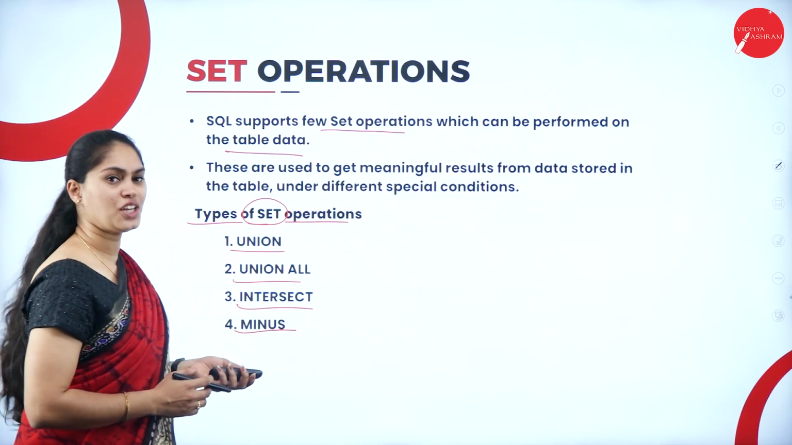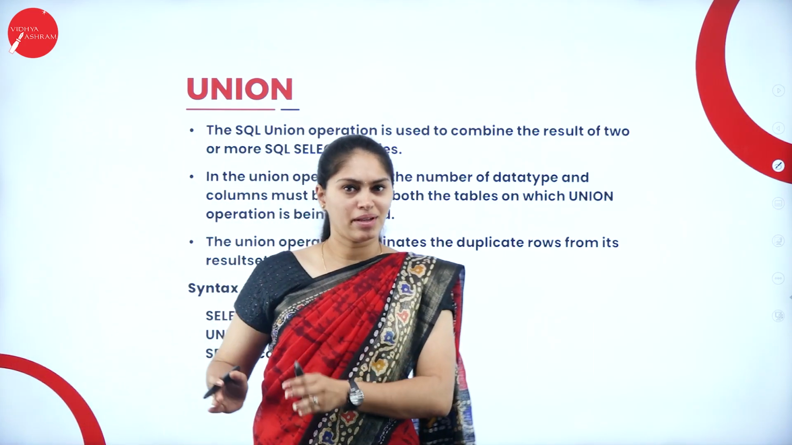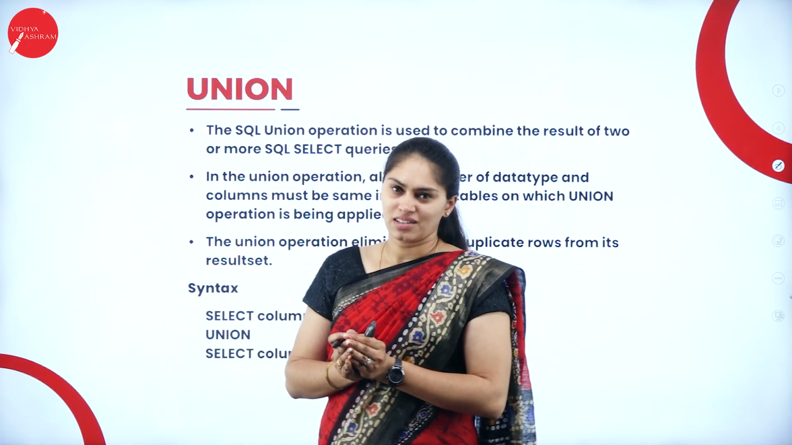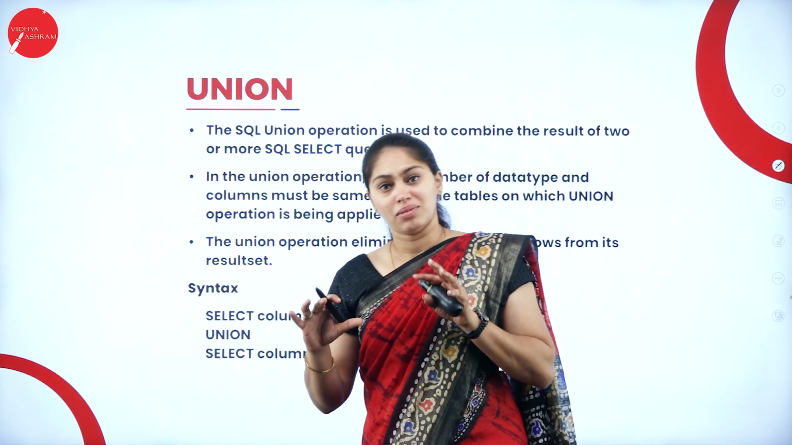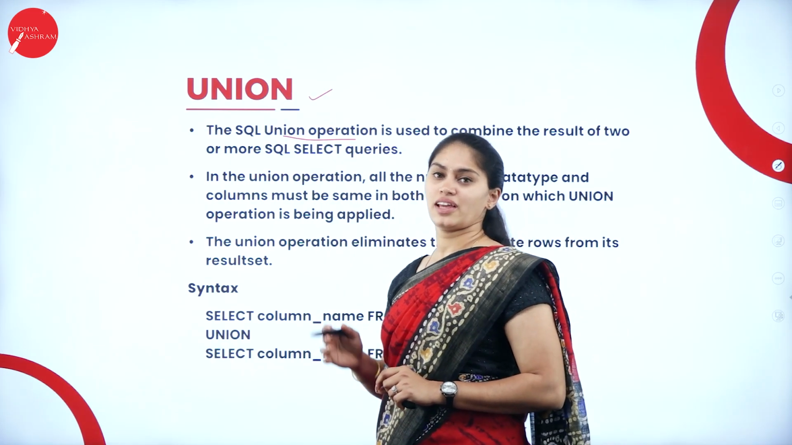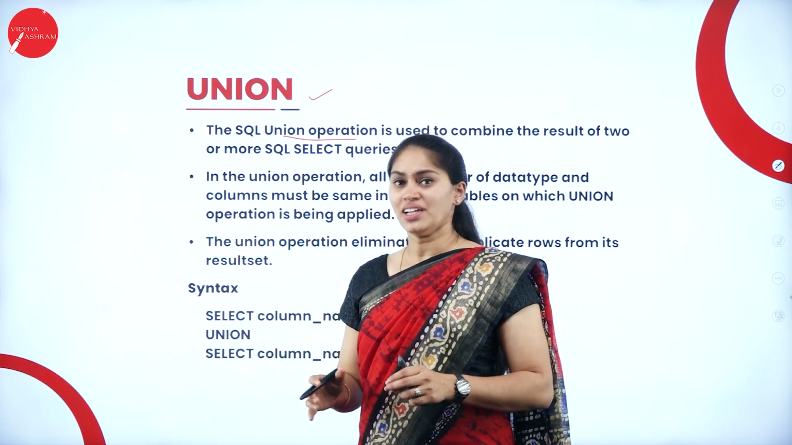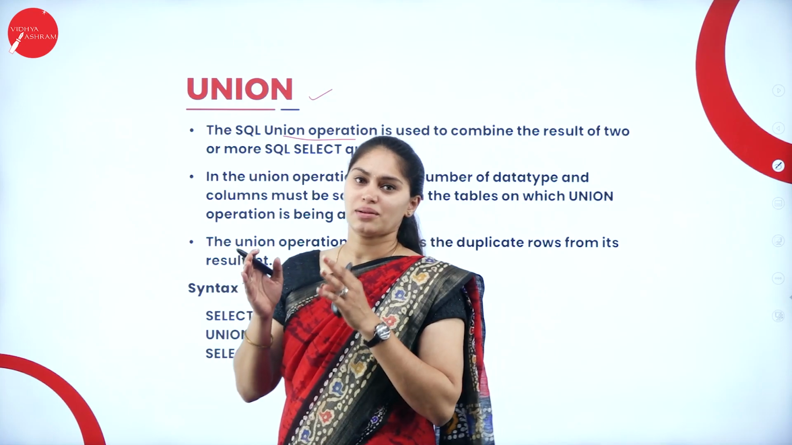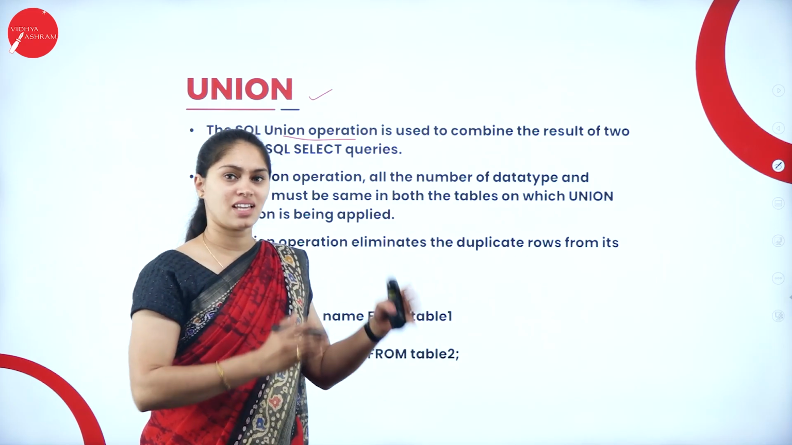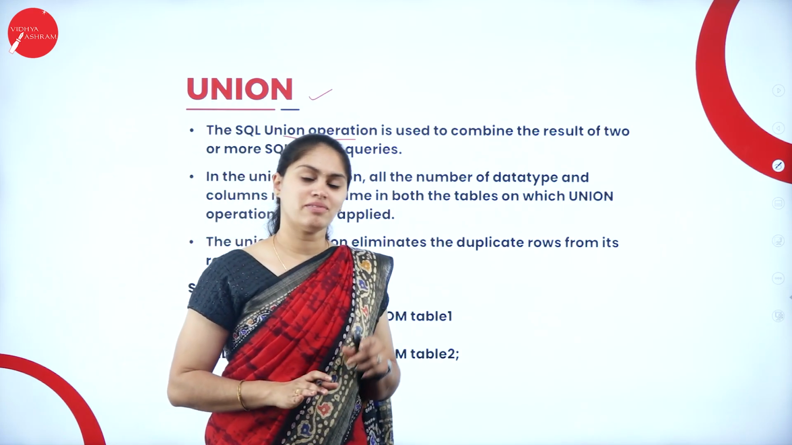First is the union operation. As we all know, we have two relations here, table 1 and table 2. Now I want to combine the data from table 1 as well as table 2, so we have to use the union operation. But you need to remember one thing: when I want to perform this union operation, the number of columns or attributes in table 1 should also be the same in table 2, with the same data type. Then only we can combine table 1 with table 2.